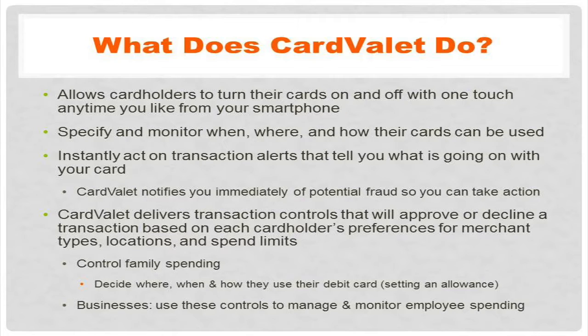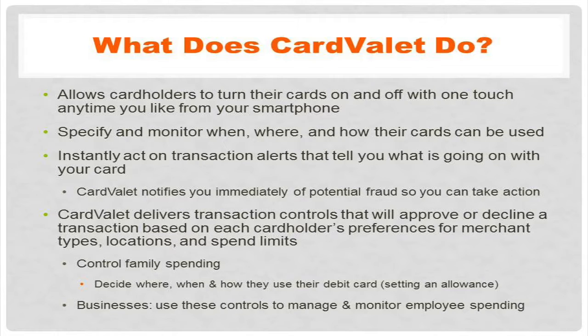CardValet also offers instant transaction alerts that tell you what is going on with your card. For example, CardValet notifies you immediately of potential fraud so you can take action. So, say for example you are in the drive-thru at McDonald's and you just gave them your debit card for payment. You can expect an alert coming through your phone as soon as the cashier at McDonald's is handing you back your card. Therefore, if you get a notification that your card was used and it wasn't you who used it, there would be a possibility that fraud could be occurring, and it gives you the heads up so you can disable your card right away.